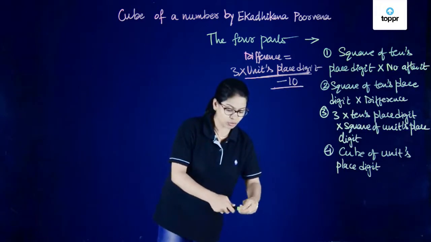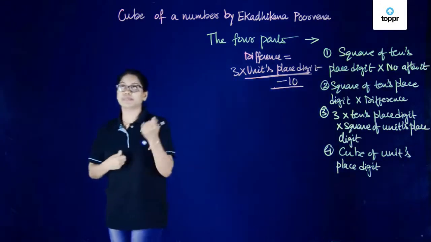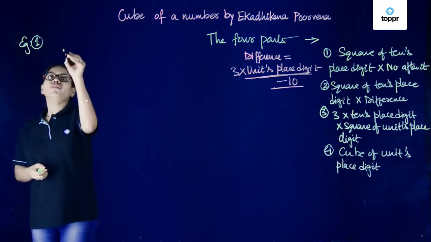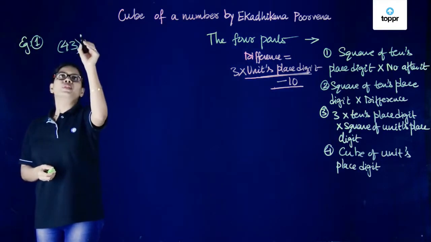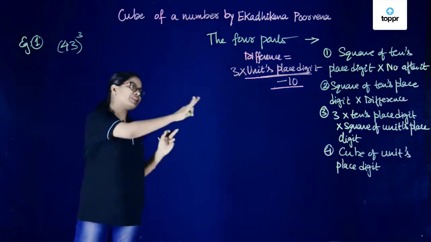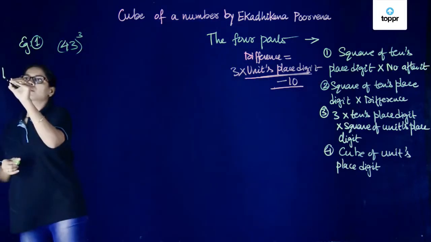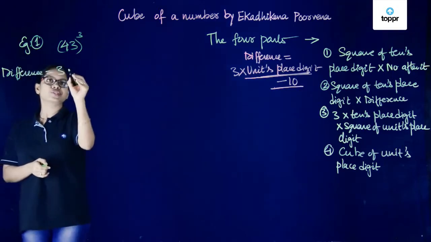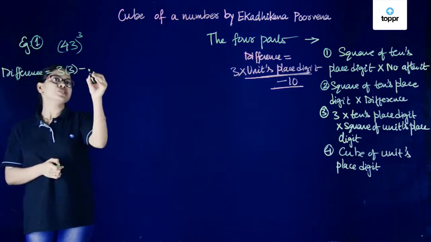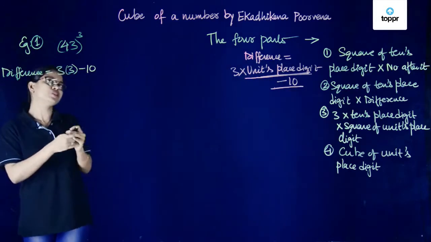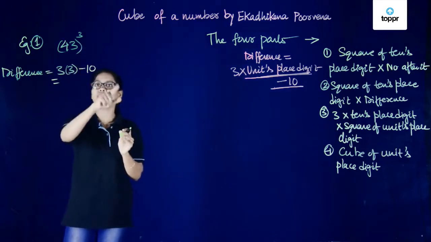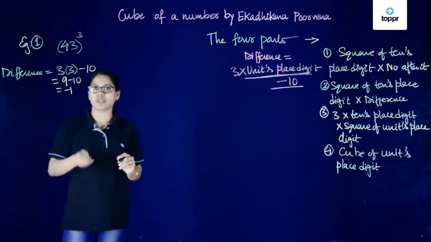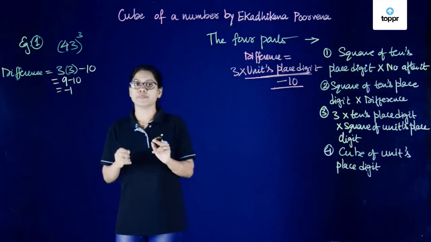Now to understand how to use it, let's start with an example. Say we would like to find the cube of the number 43. For this, first we need to find the difference. For the difference we use the formula 3 into the units place digit, that is 3, minus 10. So the difference here is 3 multiplied by 3 minus 10. So we have 9 minus 10, that's equal to minus 1. So the difference here is equal to minus 1.